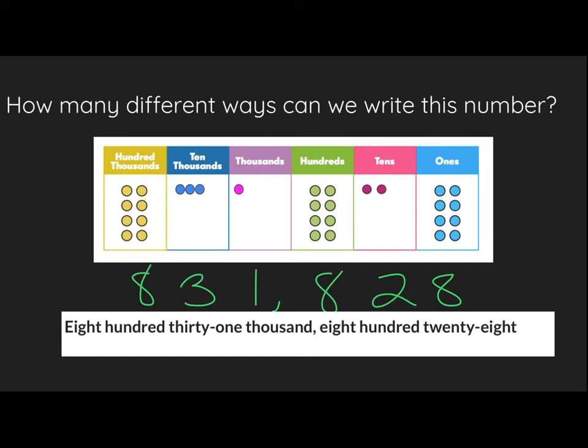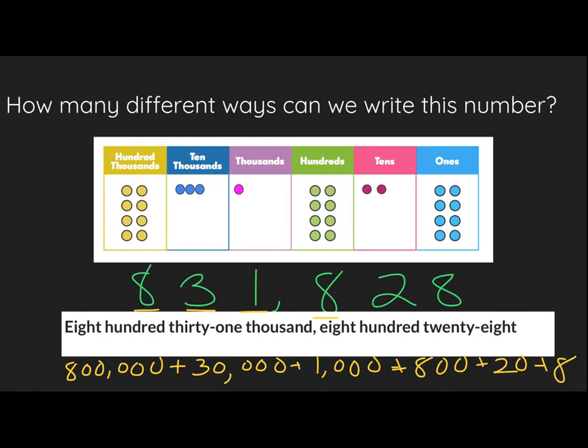Now if I also wanted to, I could write this number in expanded form where I write the value of each digit as a sum. So first we have 800,000 because that's what this 8 represents. We could add 30,000 because that's what this 3 represents. We could add 1,000 because that's what the 1 in the thousands place represents. We could add then 800 because that's what this 8 represents. We could add 20 and then finally 8. So that would be expanded form. So we've written this number in 3 different forms, and we've shown it in 4 forms, including our place value chart.